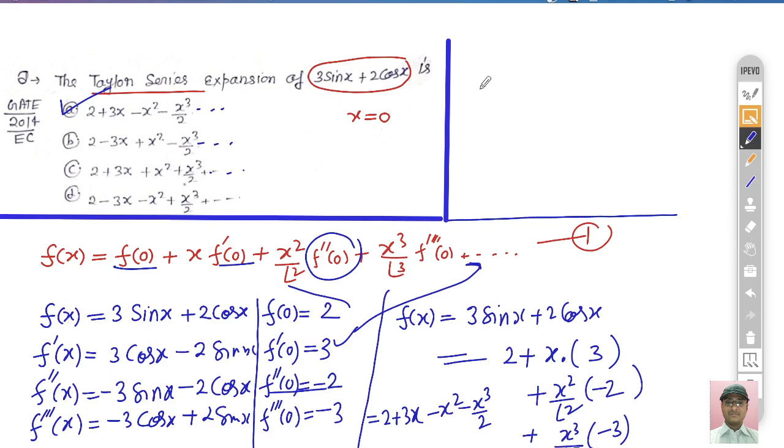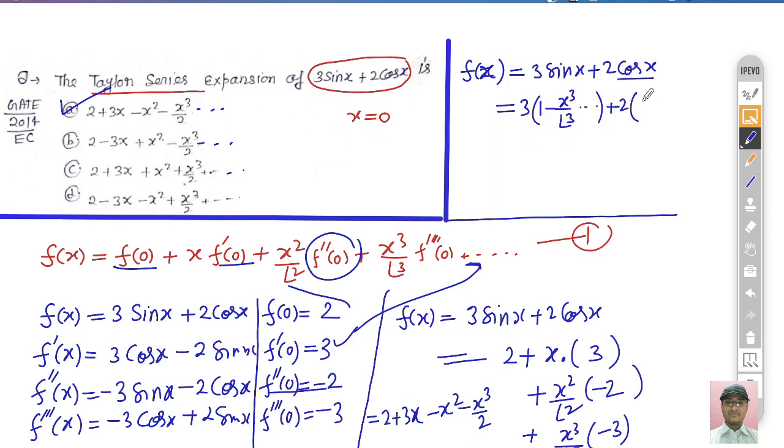Now the second way, you can solve this problem in the second way. You will get the same result. f(x) is equal to what? 3 sin x plus 2 cos x. If you know the expansion, you know sin x is what? x minus x cube upon factorial 3. No need to write beyond this, because again the power is only up to cube. In a similar way you expand this cos x.